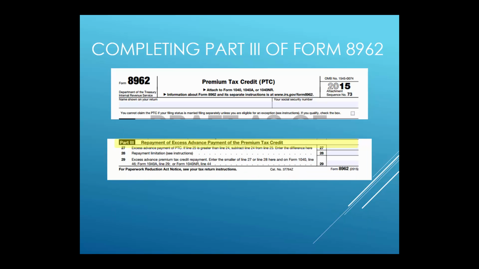Now here's Part 3. This is the amount of excess advance payments of premium tax credit. If the total advance payments were more than the actual credit, the statutory caps are the repayment limits that'll reduce the amount that's required to be repaid and the amount of the repayment that would be entered on the taxpayer's Form 1040, line 46, or the 1040A or 1040NR if applicable. So that's the repayment portion in Part 3.